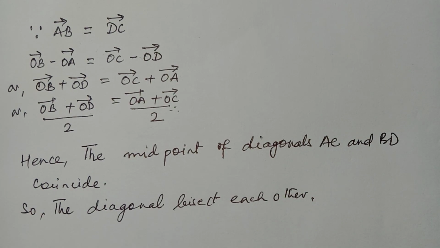Okay, now let's see the next theorem. Our next theorem is that the diagonals of a rhombus bisect each other at 90 degrees, or the diagonals of a rhombus intersect each other at 90 degrees, or the diagonals of a rhombus are perpendicular to each other. So now let's see how to prove this theorem. Okay, so I have a rhombus here.